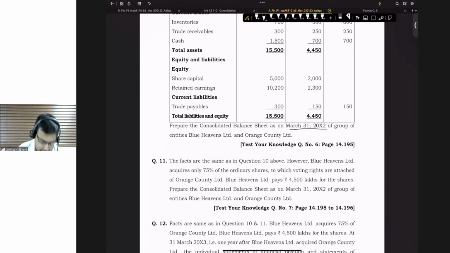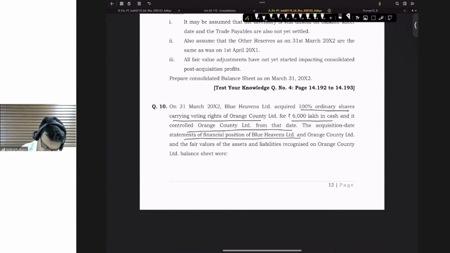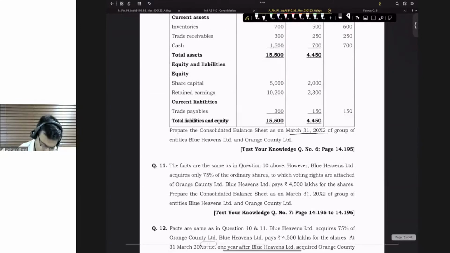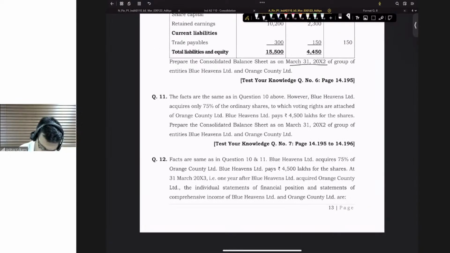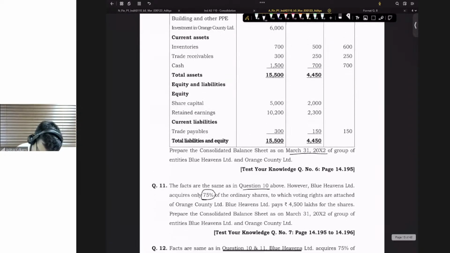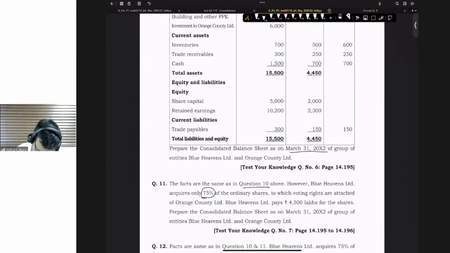We move on to question 11 because they have just made a small change. The earlier one was 100% relating to acquisition. In question number 11, the facts are the same as in question 10 above. However, Blue Heavens acquires only 75% of the ordinary shares for 4,500. So what we do is prepare the consolidated balance sheet as on March 31 X2 of the entities Blue Heavens and Orange County Limited.